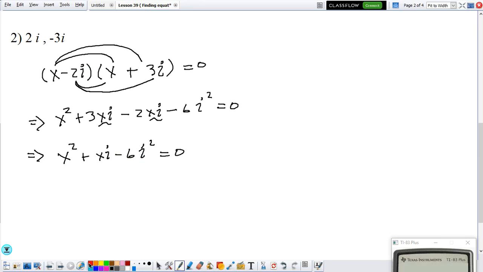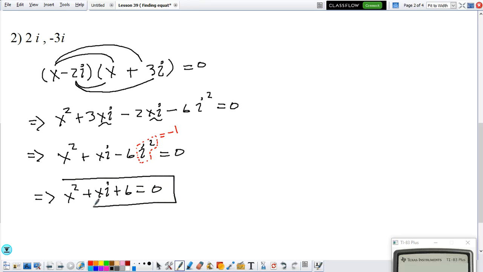So now notice here, from our previous lesson on complex numbers, we have an i squared here, and we know that i squared is equal to negative 1. So now we have x squared plus xi minus 6 times negative 1, that's positive 6, equal to 0. So this is the equation where our solutions come from.